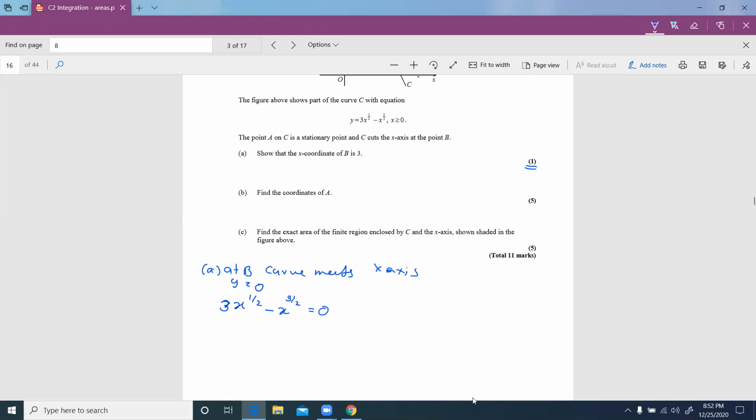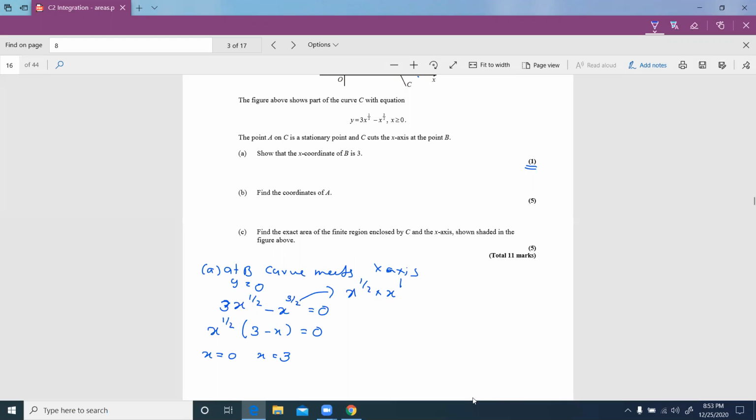How to do this question? Here, I can take x to the power half as a common term. This one you can write as x to the power half times x to the power 1. If you add these two powers, it turns up to 3 over 2. So if you take it, it turns up to x to the power half times (3 minus x) is equal to 0. With that, you can say x equals 0 and x equals 3. So simply, that is the first way of doing this question.